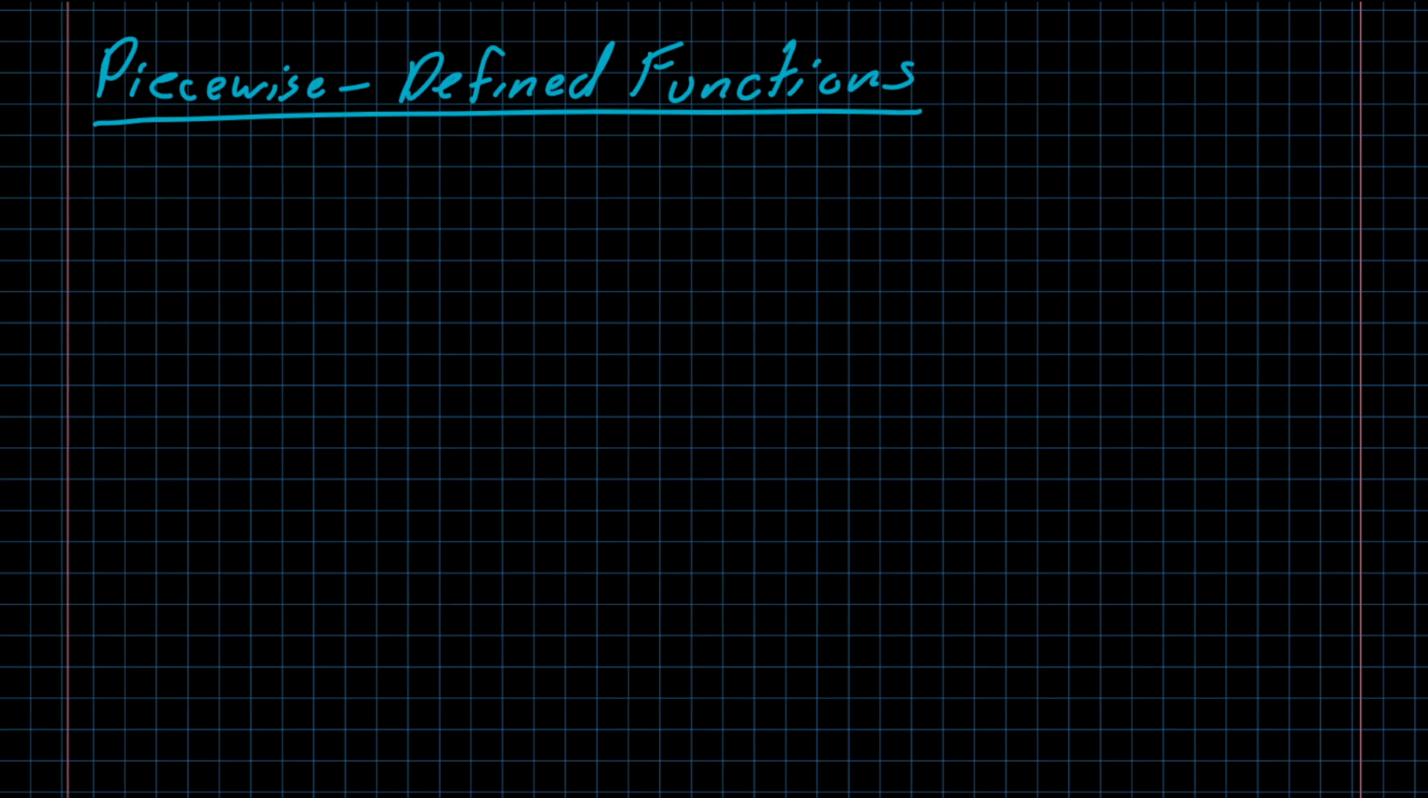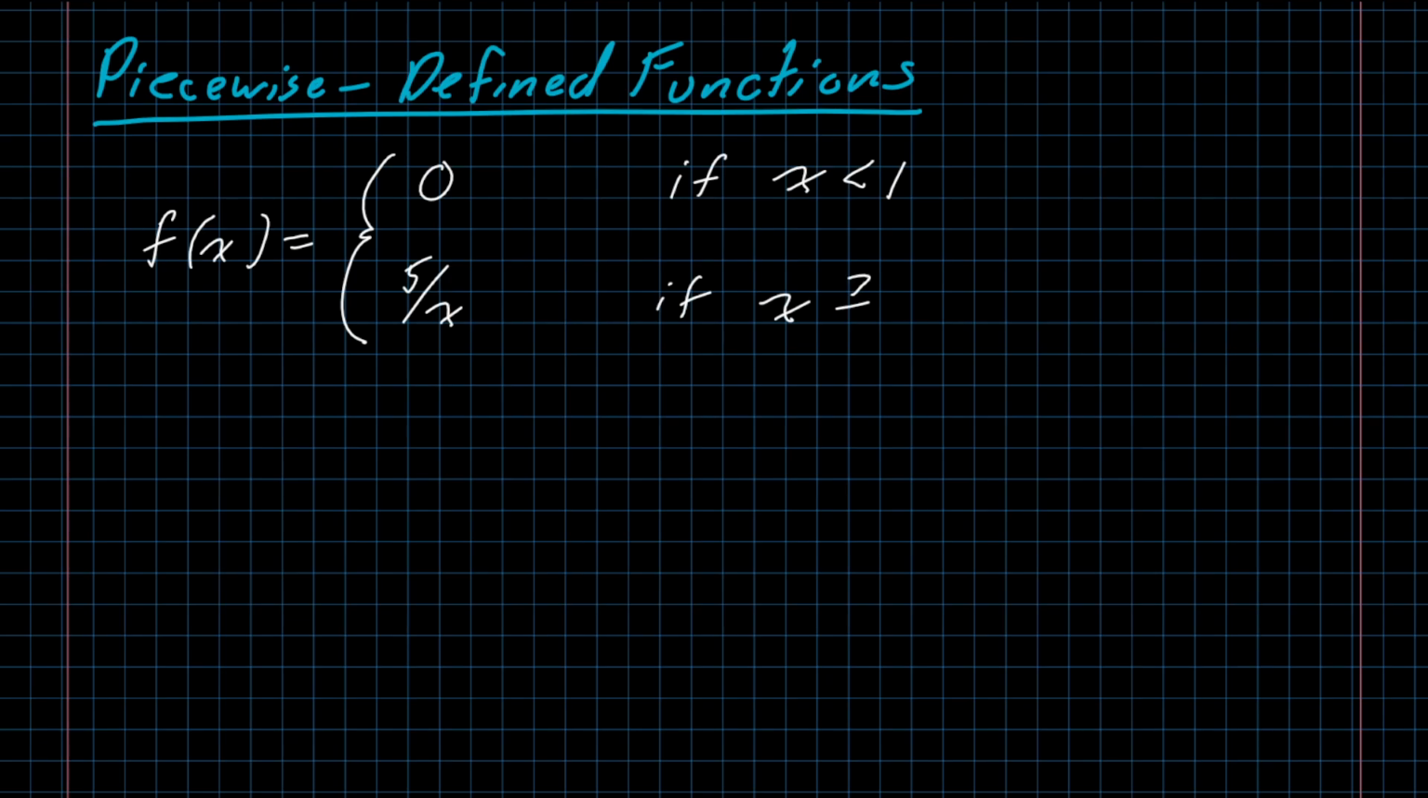Generally, we denote a piecewise defined function using a curly brace like this. So h of x is going to be defined as being equal to 0 if x is less than 1, and maybe 5 over x if x is greater than or equal to 1.